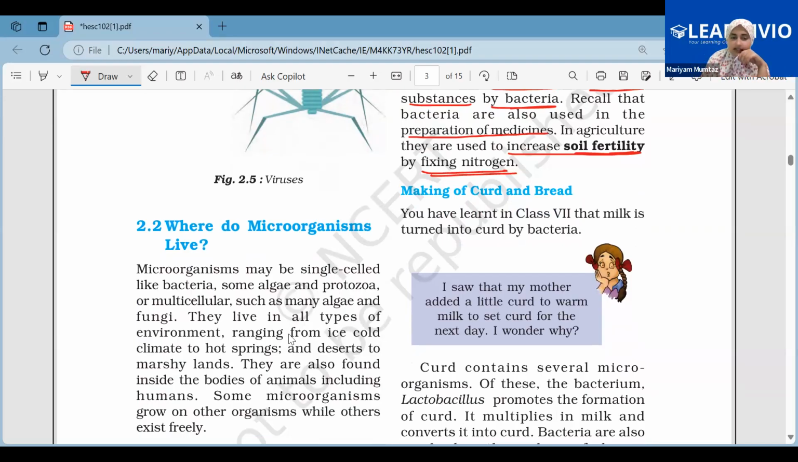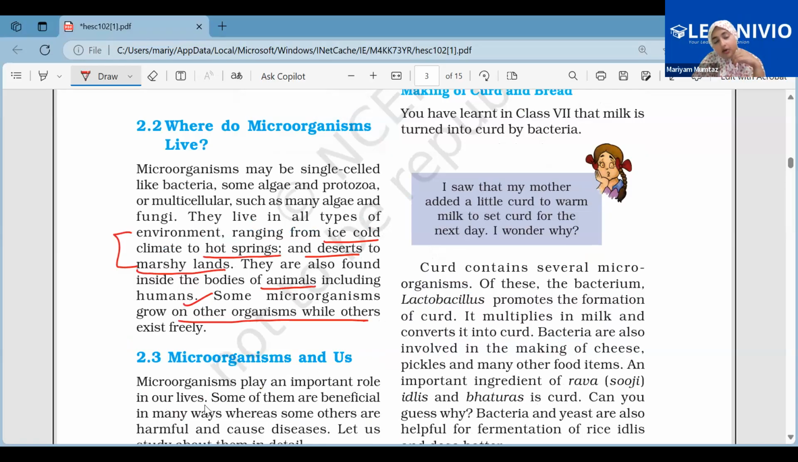Not just the desert. Deserts are one of the places. They are found in a variety of environments, like polar areas with ice cold climate, hot springs, deserts, even marshy lands. That is the external environment. Other than that, they are also found inside the body of animals, including human beings. Some microorganisms grow on the body of other organisms also. So they can be found in the body, on the body, and in the environment as well.